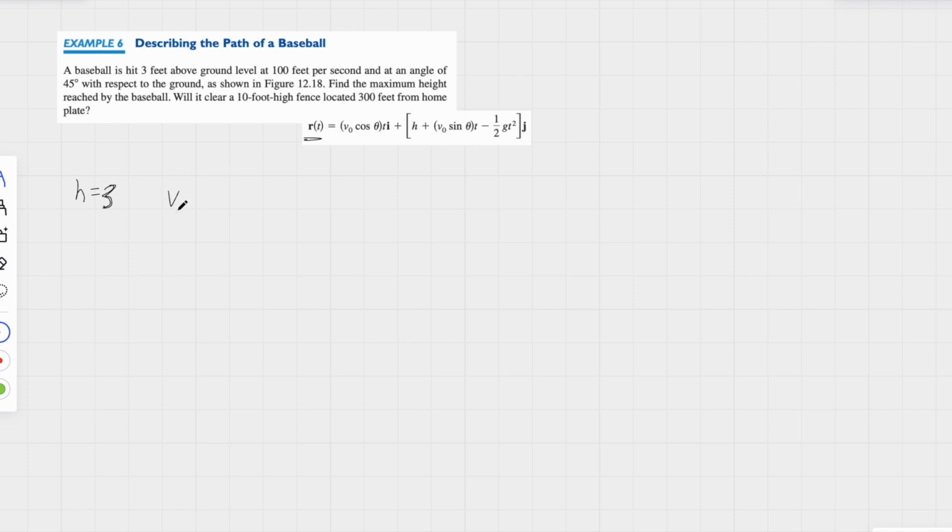Ground level, 100 feet per second. So the initial velocity is equal to 100 feet per second, and the height is 3 feet.